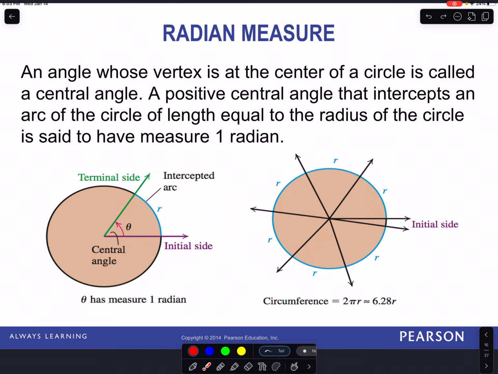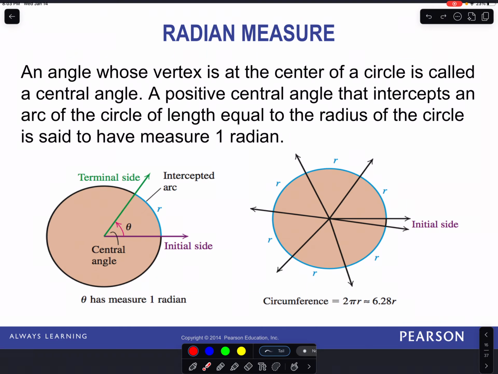So radian measure. An angle whose vertex is at the center of a circle is called a central angle. A positive central angle that intercepts an arc of the circle of length equal to the radius of the circle is said to have a measure of 1 radian. So we have a central angle that makes an arc length of the circle. When that arc length is the same length as the radius of the circle, that's what we consider to be 1 radian. So in a full 360 degrees, we have a total of 6.28 radians. 6 full radians and then 28 hundredths of a radian left over.